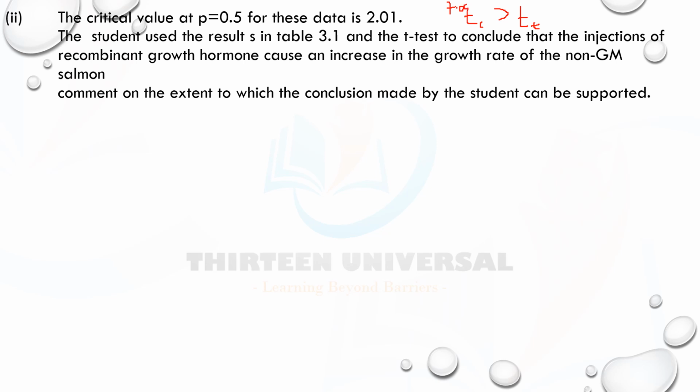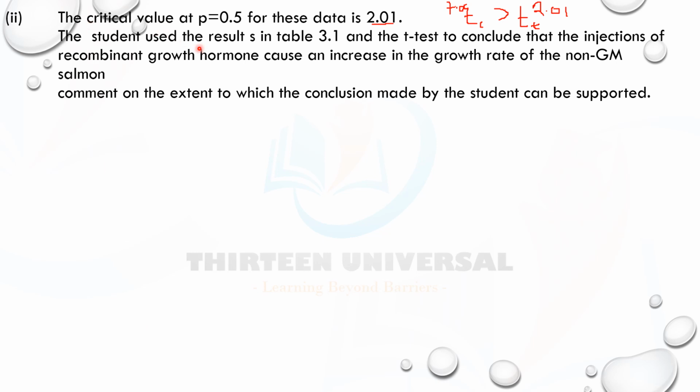And then t-cal is this one. They calculated from the table. Our critical probability of 0.5 is 2 point. So t-tab, sorry, is 0.1. So let's go on. Okay.